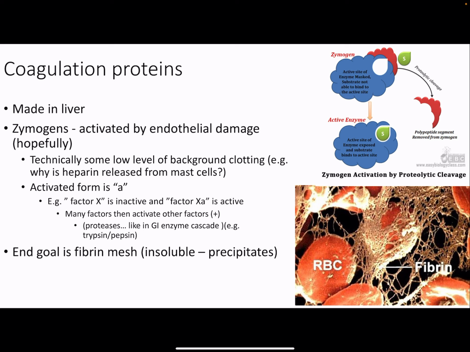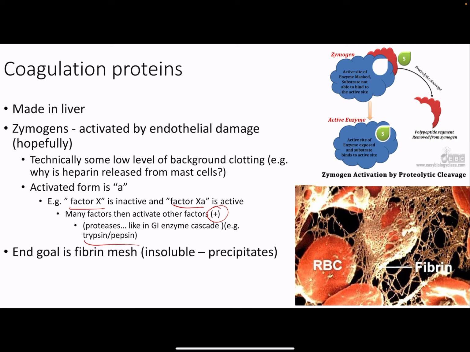The activated form of these zymogens is the A form. So if we have factor X, factor XA will be the active one. Maybe initially it's the endothelial damage that's activating, but eventually, as we saw with platelets, it's going to be coagulation factors activating other coagulation factors. This is positive feedback, kind of like in the GI enzyme cascade that you probably remember from the MCAT. Things like trypsin activates trypsinogen into trypsin, and pepsin activates pepsinogen into pepsin. So just classic positive feedback.